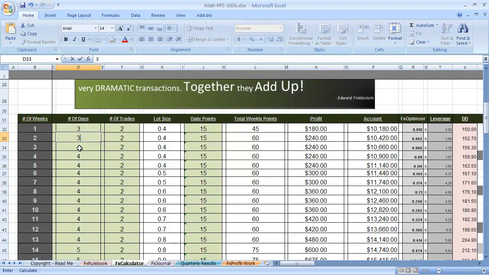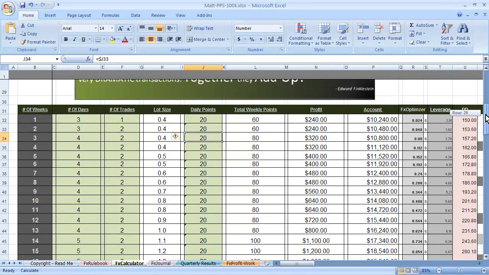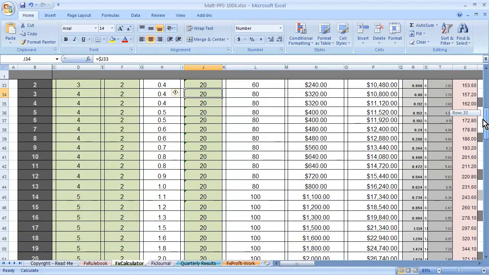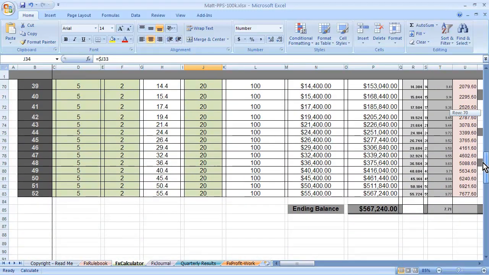actually want to be trading per week, the number of trades you plan to take per day, and also the number of pips you want to make per day. From that data, the business plan takes care of the rest. This gave my traders clear objectives of what they needed to do to focus on the long-term goals.